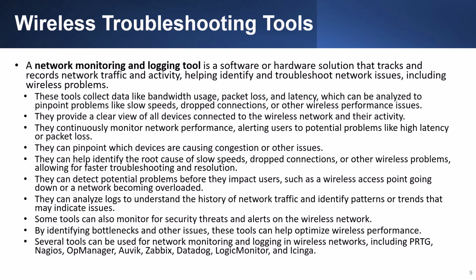They can help identify the root cause of slow speeds, dropped connections, or other wireless problems, allowing for faster troubleshooting and resolution. They can detect potential problems before they impact users, such as wireless access points going down or the network becoming overloaded. They can analyze logs to understand the history of network traffic and identify patterns or trends that may indicate issues. Some tools can also monitor for security threats and alerts on the wireless network. By identifying bottlenecks and other issues, these tools can help optimize wireless performance.